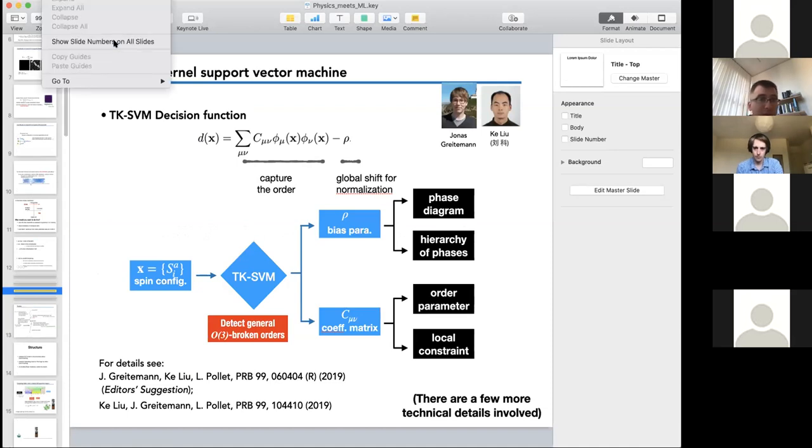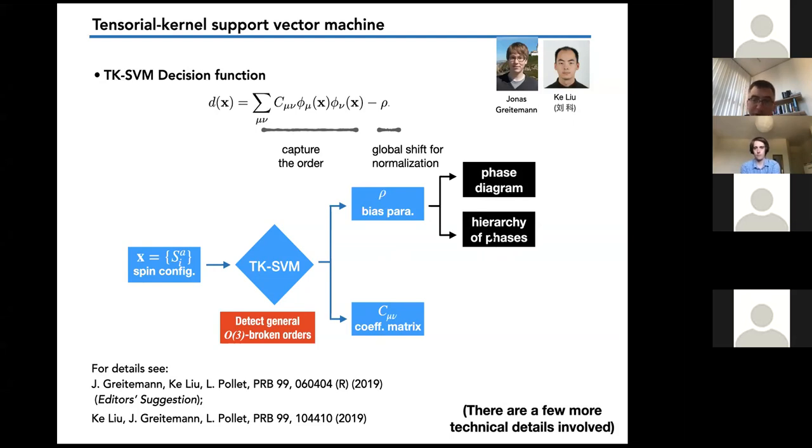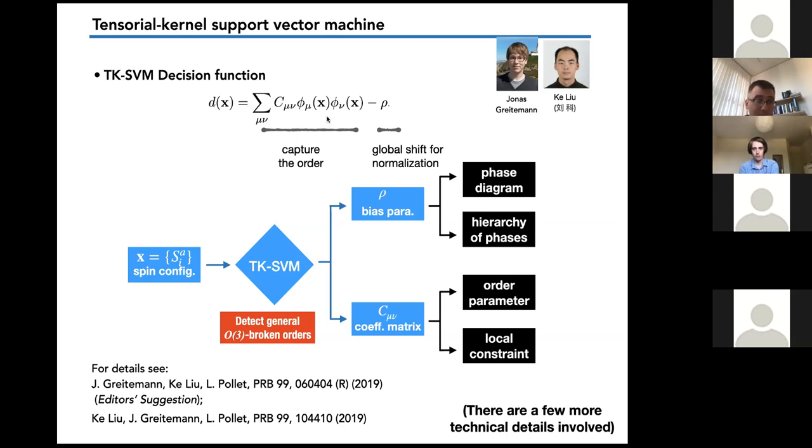So wait, let me show you this. The way to look at it properly is, the decision function consists of these W's, which written here are these structure constants C mu nu, and the bias. You start from Monte Carlo spin configurations, you apply the TK SVM, and you look at both. You look at the rho, which is this one, and you look at the C mu nu, which is this one. From the rho, we know the topology of the phase diagram, and we have some idea of the hierarchy of the phases. But from the C mu nu, these weights, this is what gives interpretability its meaning. This gives you the order parameter or the local constraints, depending on the physics. So both are exploited in full.